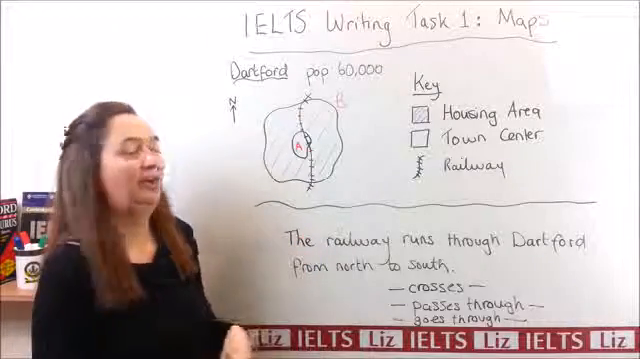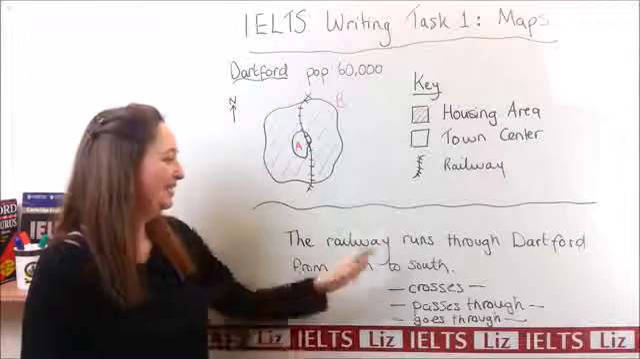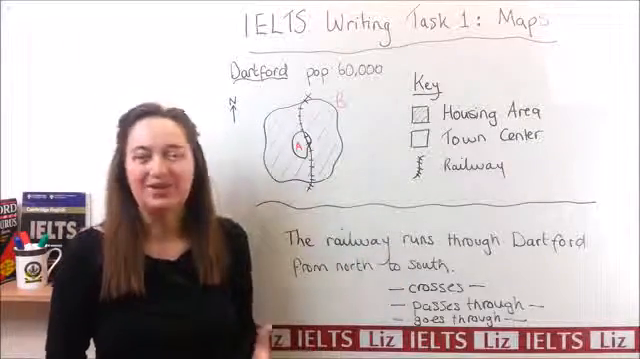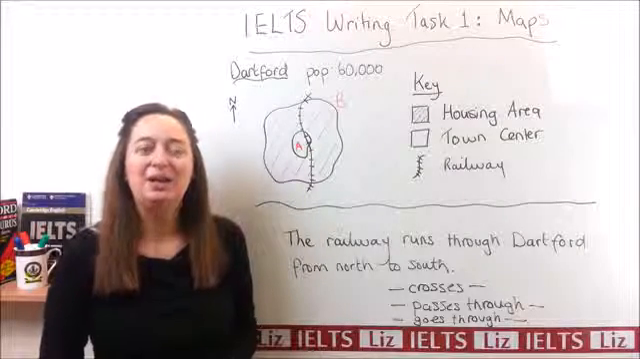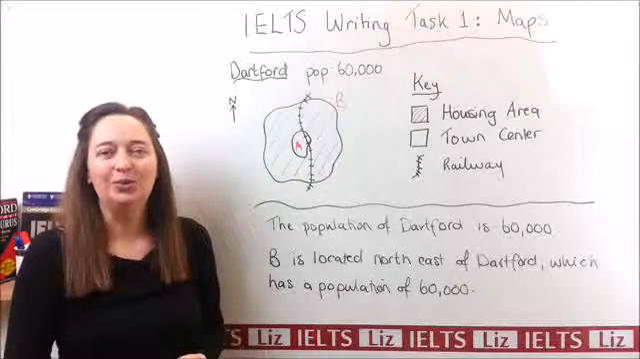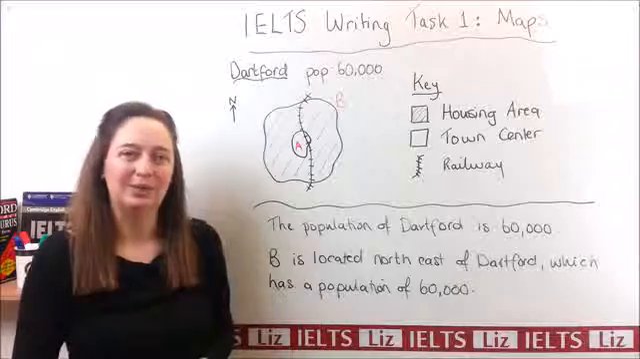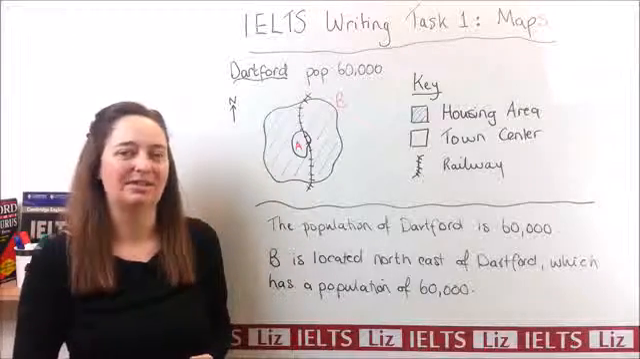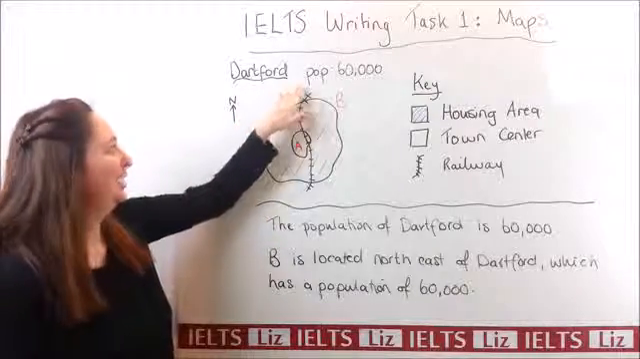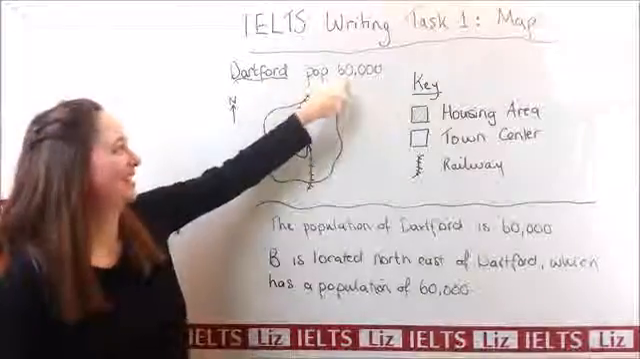And of course, there might be roads on your map. And luckily, we can use the same verbs for roads as well. So that's very useful. Now let's have a look at how to write about population. Not all maps give populations, but if they do, you need to include it in your IELTS writing task 1. You can see here that this is the town of Dartford, and you can see here pop. That means population of 60,000.